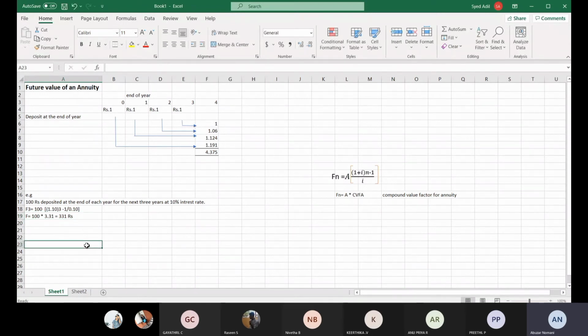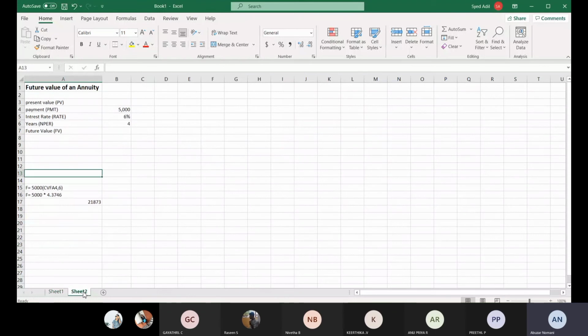So with the help of table also we can compute the future value of annuity. Now comes to the third part of the calculation. The third part of the calculation is through the Excel calculation. Okay, so how can we compute the future value of annuity with the help of Excel?